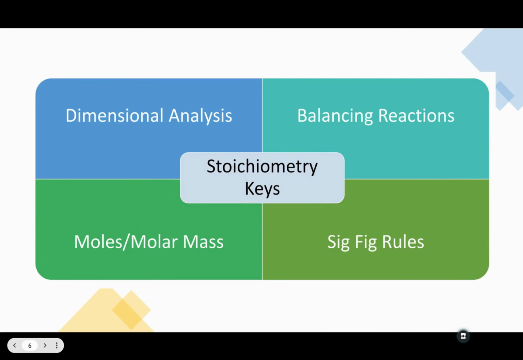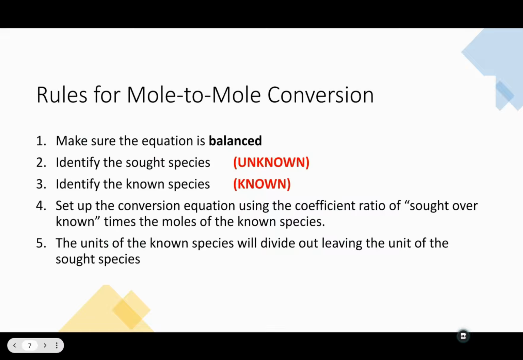So, like I said, these are the four keys you need to be able to do: dimensional analysis, balancing, moles, molar mass, following your sig fig rules, especially. In terms of balancing, you need to know how to convert moles to moles with something called the mole to mole ratio. You have to make sure your equation is balanced correctly because if not, you're going to mess up this important ratio. So first you have to know what you're looking for and what you're trying to find.